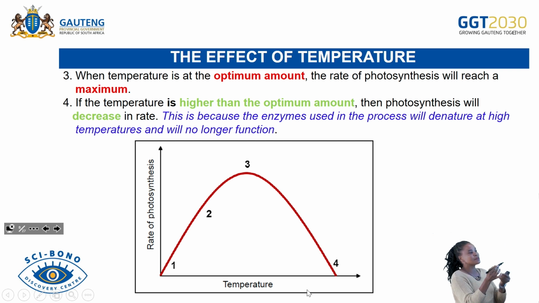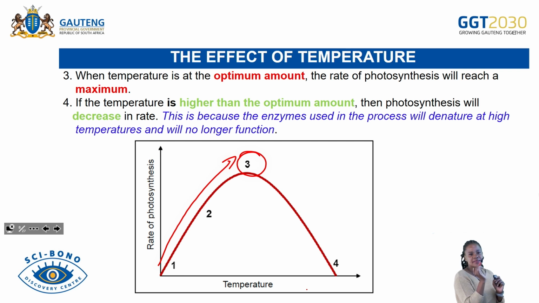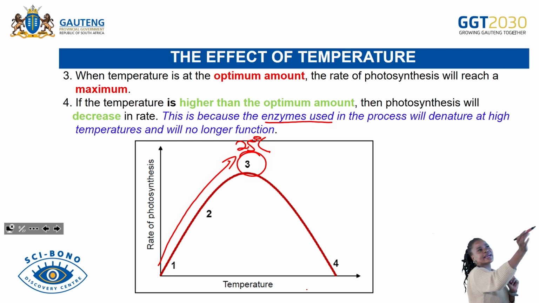Now, this is explaining what I've just explained: when the temperature is at its optimum, the rate of photosynthesis will increase up to that optimum value and reach its maximum point. However, if it is above 25 degrees Celsius, it means the temperatures are very, very high. So what does that mean? It means that the higher temperature will cause the enzymes to become denatured or to become inactive.